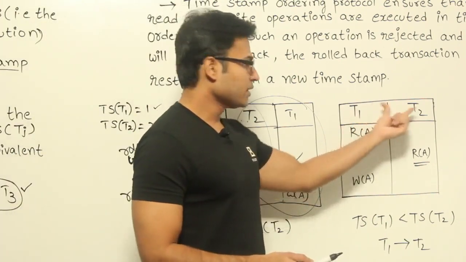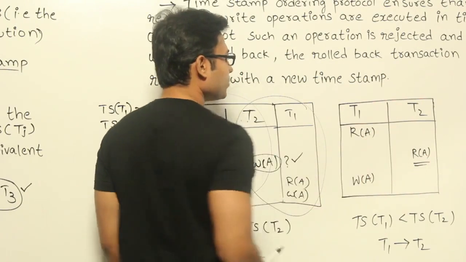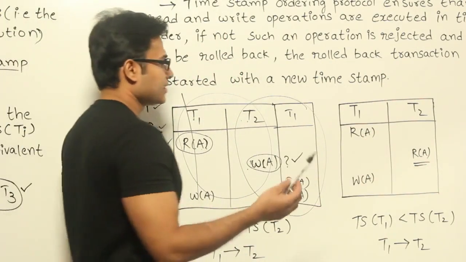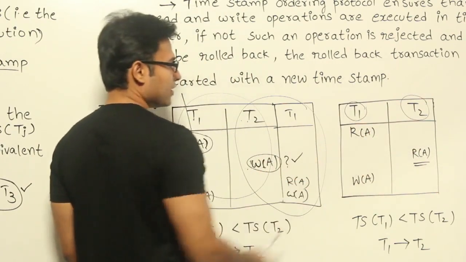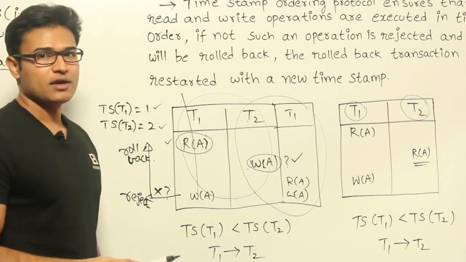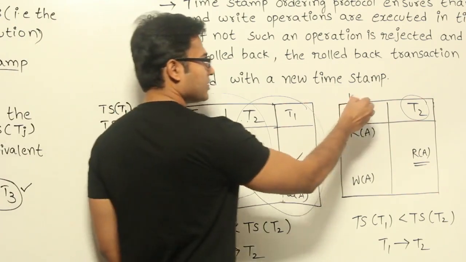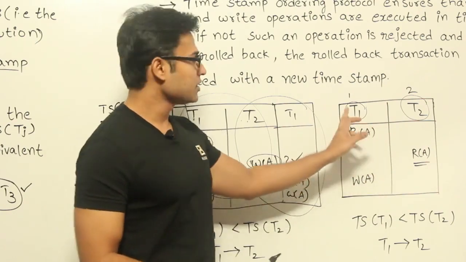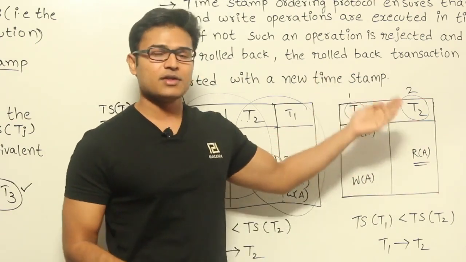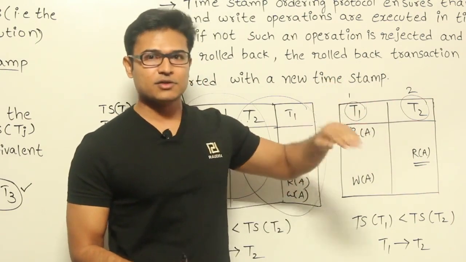Now let us say T1 and T2 are in the system. In this example we have two transactions, T1 and T2. Let's assume the same thing, which means the timestamp of T1 is 1 and the timestamp of T2 is 2, which means T1 is the earlier one which has entered the system, and T2 is the later one. We are going to see that the resulting schedule is always equivalent to the serial schedule T1 followed by T2, which means whenever there are any conflicting actions, T1's actions should appear first and then T2's action.